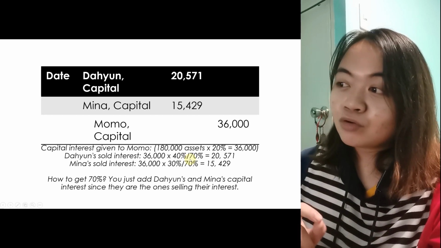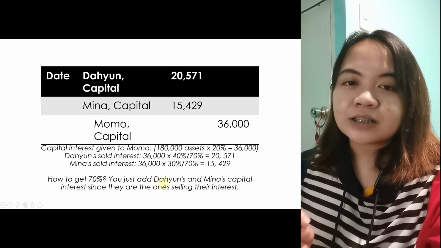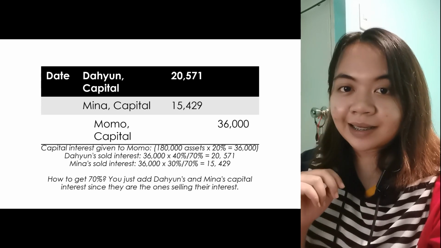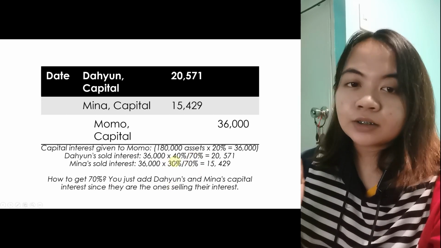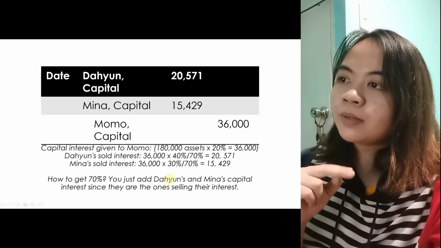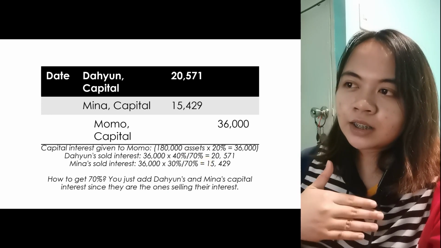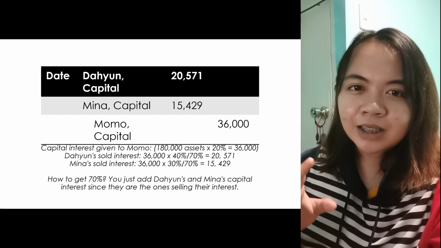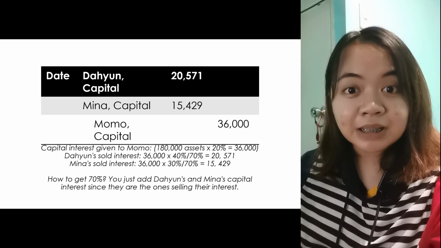Ma'am, paano nakuha yung 70%? You just add Dayon and Mina's capital interest because sila lang dalawa naman yung nagbebenta ng kanilang interest kay Momo. Okay? So, 40 yung kay Dayon, 30 yung kay Mina, add mo lang 70%. Ma'am, ano po itong ratio na ito? You are getting the ratio of Dayon sa kanilang dalawa. Kasi 40% yung kanya, dalawa sila maghahati. Di 40% divided by 70%.